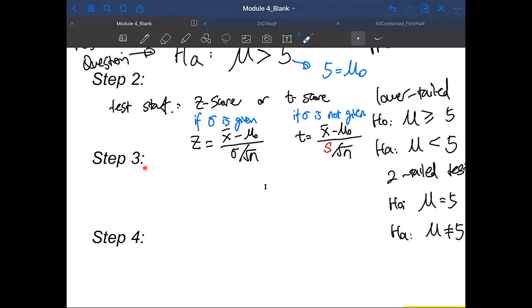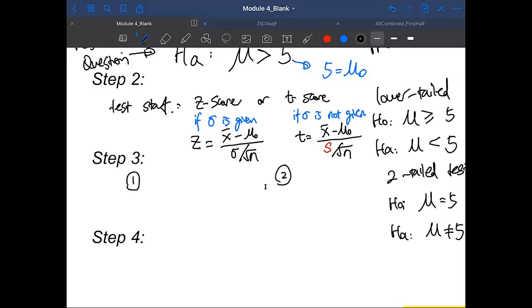After you do that, you arrive at step 3. So what do you do in step 3? You have the z-score or maybe a t-score. What do you do with it? We talked about 2 different approaches in the slides. You're going to make use of the significance level to find a critical value. So there are 2 different approaches. I'm going to write it down here.